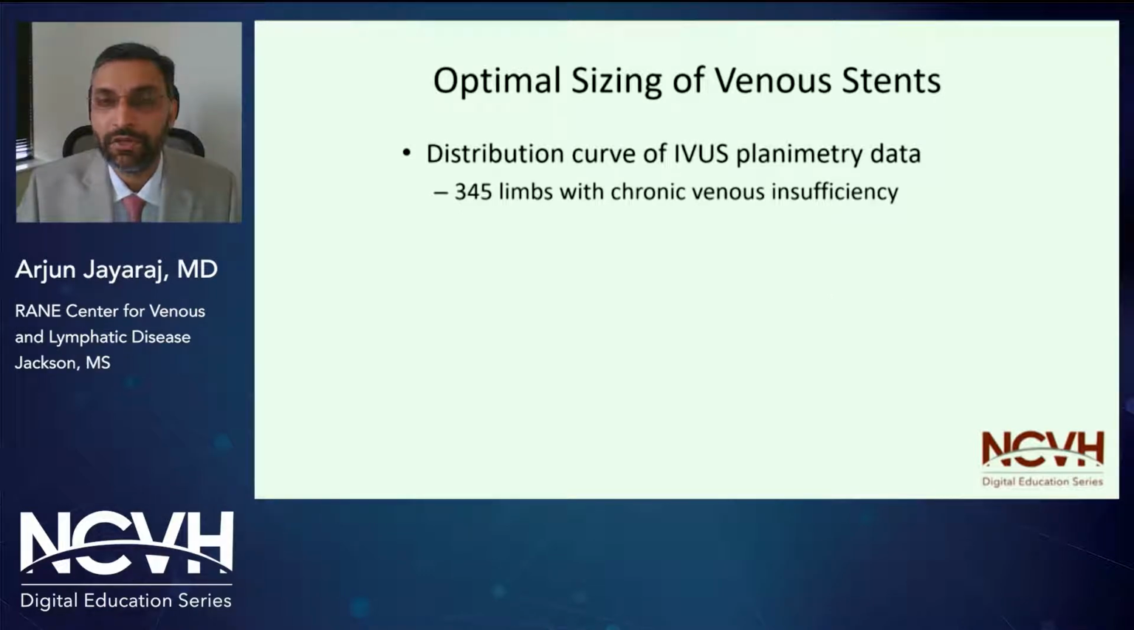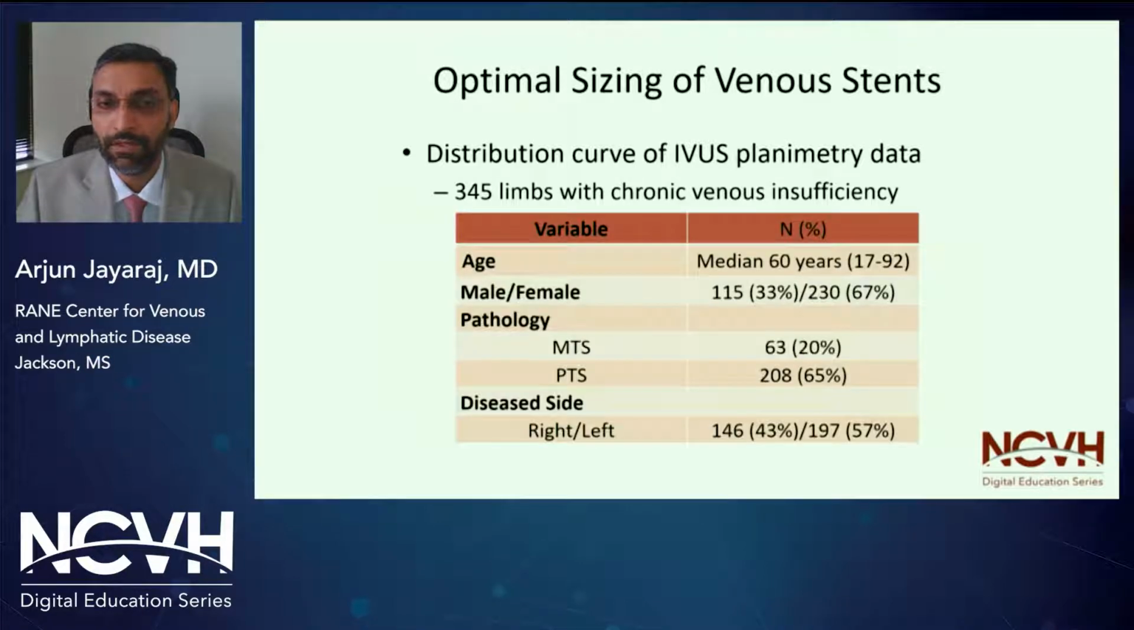The distribution curve of IVUS planimetric data evaluated 345 limbs with chronic venous insufficiency. These patients had a median age of 60 years. There was a preponderance of women. Post-thrombotic syndrome was the most common pathology, and the left side was the more common of the two sides.